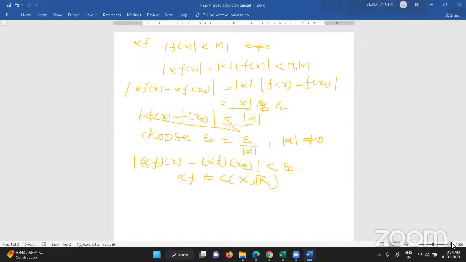So, what do you mean by this? CXR is closed with respect to addition and scalar multiplication. And similarly, you can prove whenever f and g are continuous, fg is also continuous. Okay? fg is continuous. Now again, fg is continuous and f by g is also continuous.